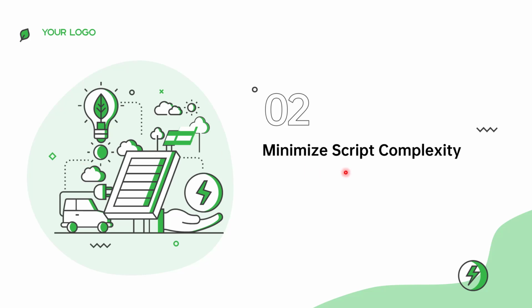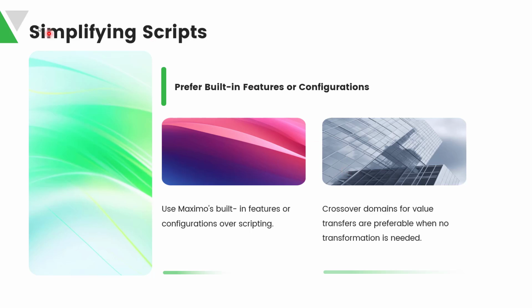Second, I want to talk about minimizing script complexity. So for built-in features or configuration, try to use Maximo built-in features. There are a lot of features related to Maximo. Try to also use crossover domains. It's valuable for value transfers, and it's preferable when no transformation is needed. If you don't do any calculation or something like this, and you want to transfer a value from a ticket to a work order, for example, okay, use crossover. It's preferable here.